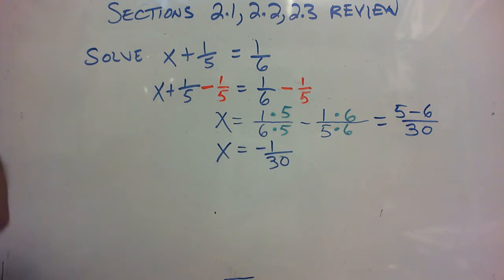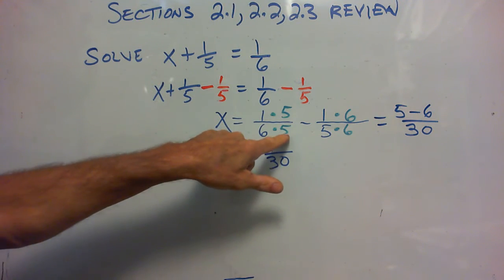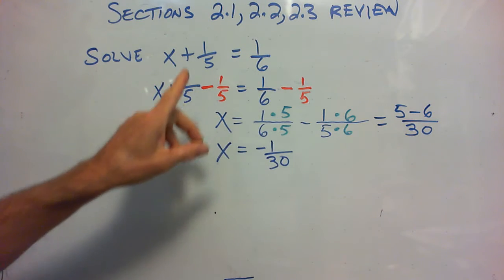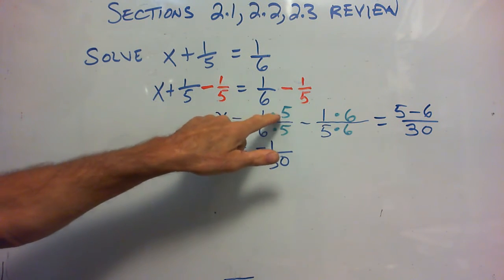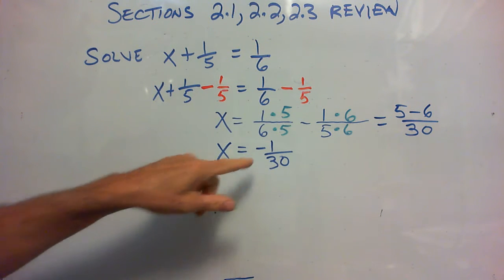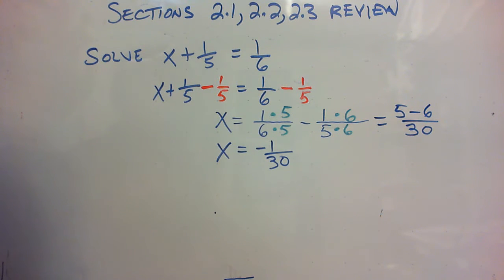Our least common denominator here is 30. 6 and 5 do not share any common factors, so it's the product. 6 times 5, 30. So we rewrite the fractions in terms of 30ths. 5/30 minus 6/30, and that adds up to negative 1/30.